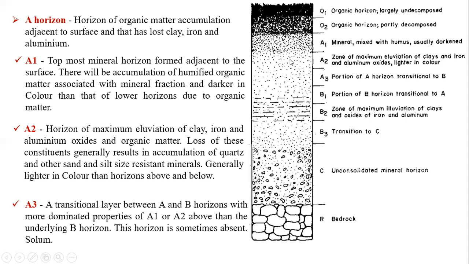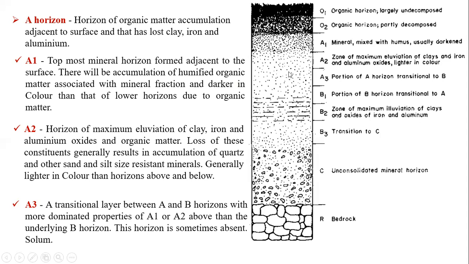These are all very strong and highly resistant to weathering. So it is generally lighter in color than the horizons above and below. As there is a lot of leaching, or eluviation, the color of this A2 horizon is much lighter when compared with both the upper and lower horizons, that means compared to A1 and A3. So this is regarding the A2.